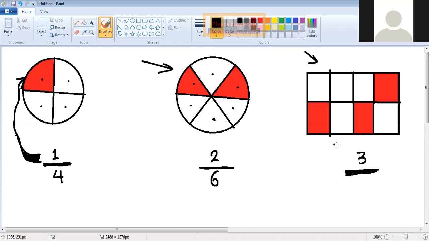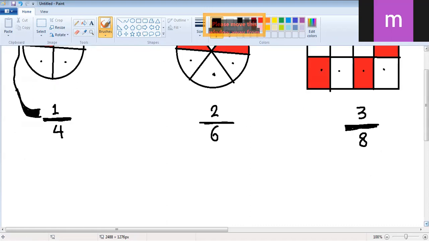Can you count again? 1, 2, 3, 4, 5, 6, 7. 8. They are 8. So the fraction is 3 over 8. So again, put in your mind that the denominator stands for all the parts in the shape, and the numerator stands for the shaded parts. Okay, this is the first type of question.